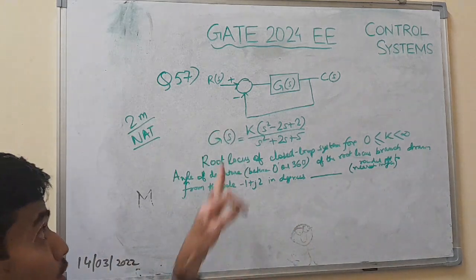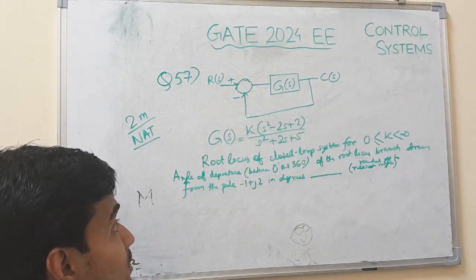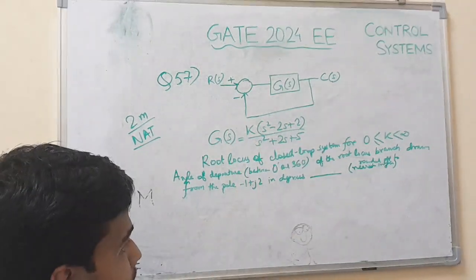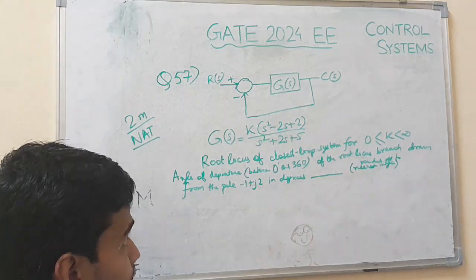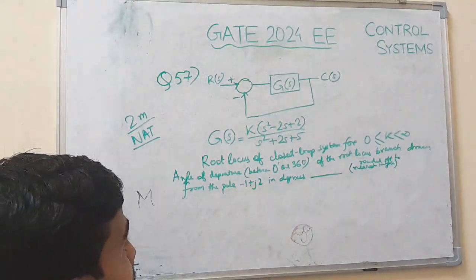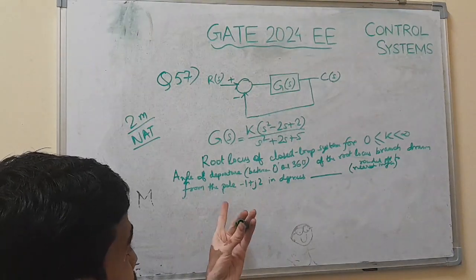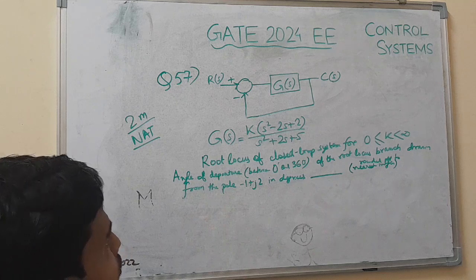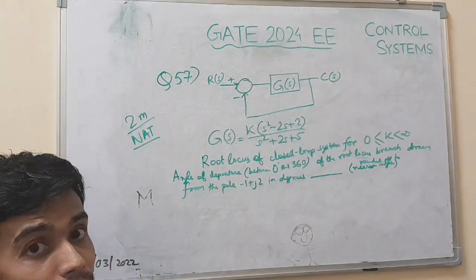So basically, an open loop transfer function, the forward path transfer function, is given with unity feedback. We need to draw the root locus, and from that we need to determine the angle of departure of the root locus branch originating from this pole. So let's identify the open loop zeros and poles first.